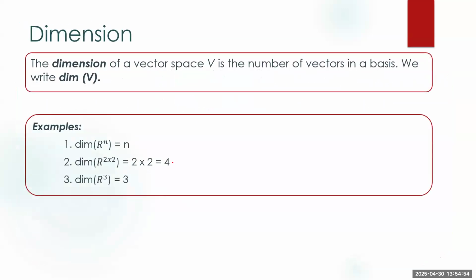Next is the dimension. The dimension of a vector space V is the number of vectors in a basis. So we write dim V for dimension. For example, if we have Rn and we're going to find the dimension of Rn, we're just going to look at this superscript here. So the dimension of Rn is n. For 2 by 2, we have 2 times 2 is 4. I think the dimension means the total number of elements inside your vector. For R3, the dimension of R3 is 3.